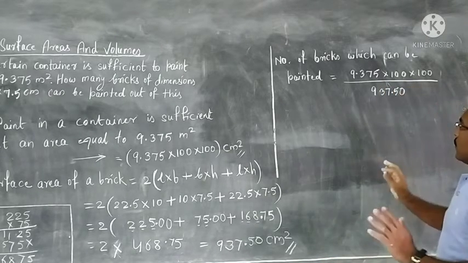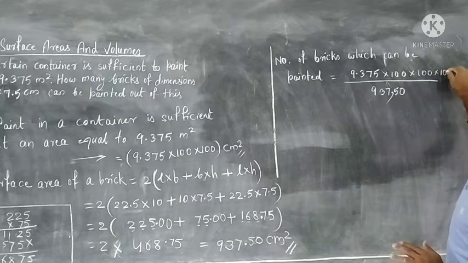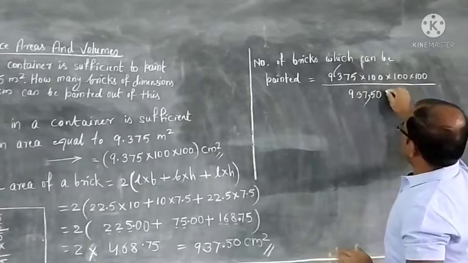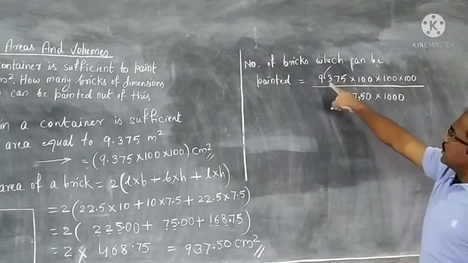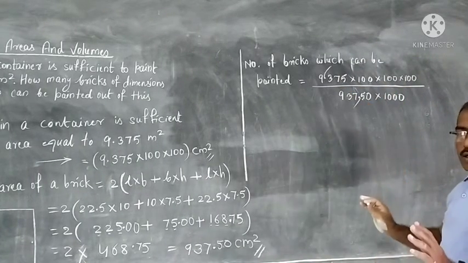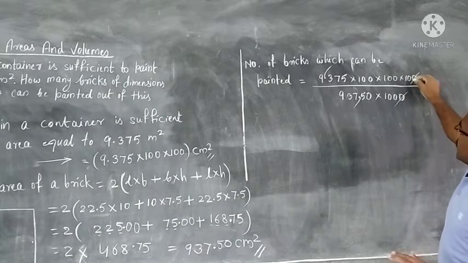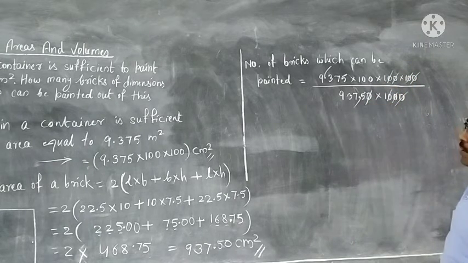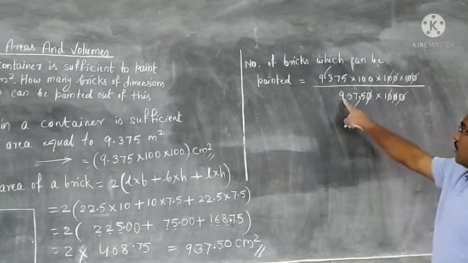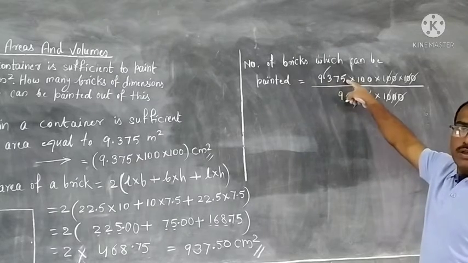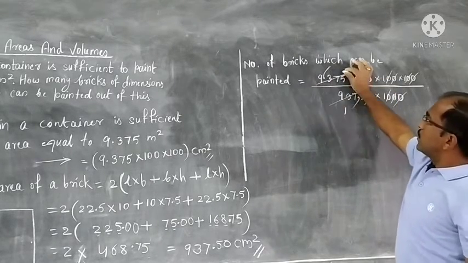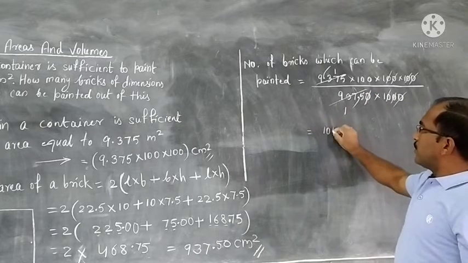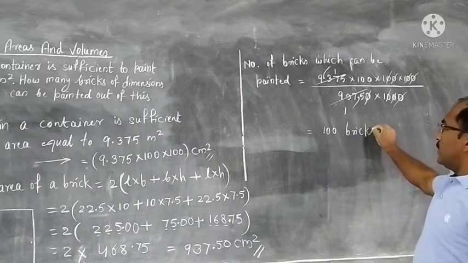937.50. Now remove decimal, again 100 will come here because it has 2 digits after the decimal. From here if we remove decimal, 1000 will come because that has 3 decimal places. Then look at the numbers and simplify. This 0 we can cut, again another 0 we can cut. From here one more 0 we can cut, one more 0 we can cut, and see how easy the calculation is. 9375 by 9375, in one time itself we can cut. Same number divides, we get 1. So how many bricks can be painted with this available paint? 100 bricks. So very interesting question.